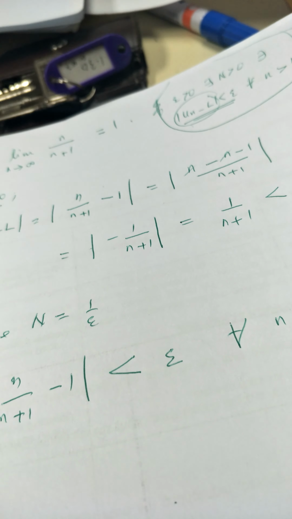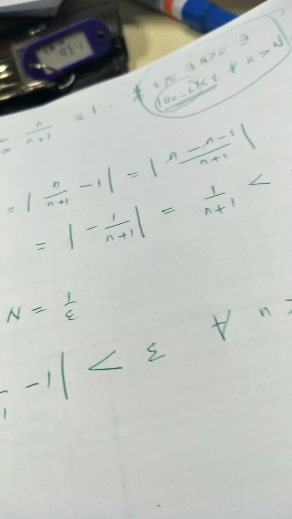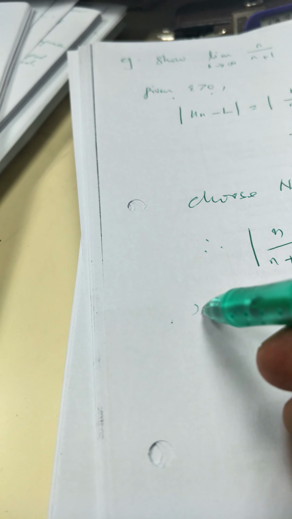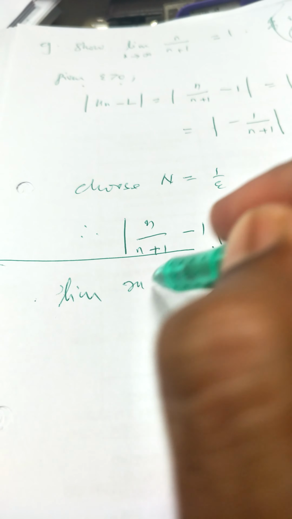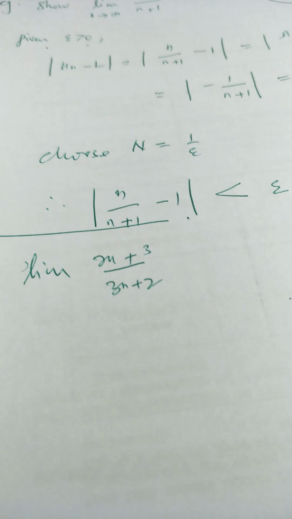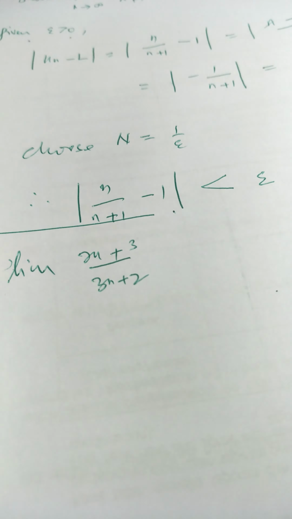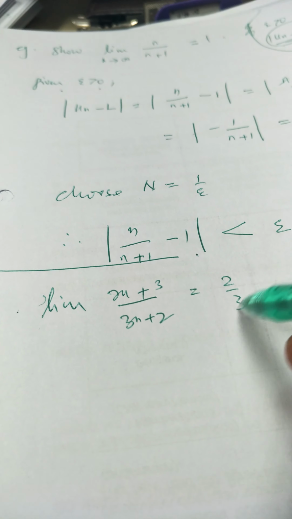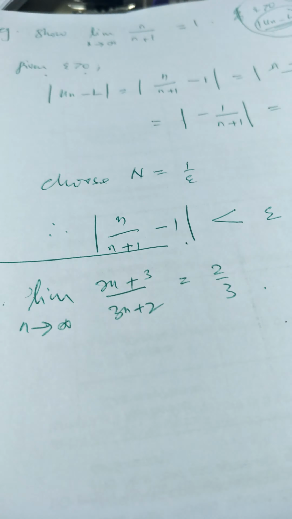Now I can give you one more example, before we go to the theoretical parts. I think I still have a little more time. Show that the limit of (2n plus 3) over (3n plus 2) is equal to 2 over 3, as n goes to infinity.